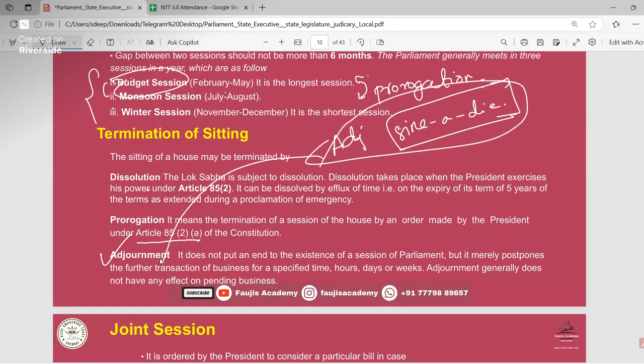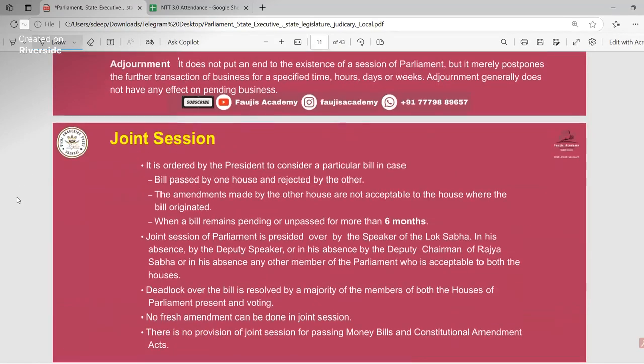This is a subset of the adjournment. Just for your knowledge, it's not required. It's not asked in the exams. So next is the joint sessions.